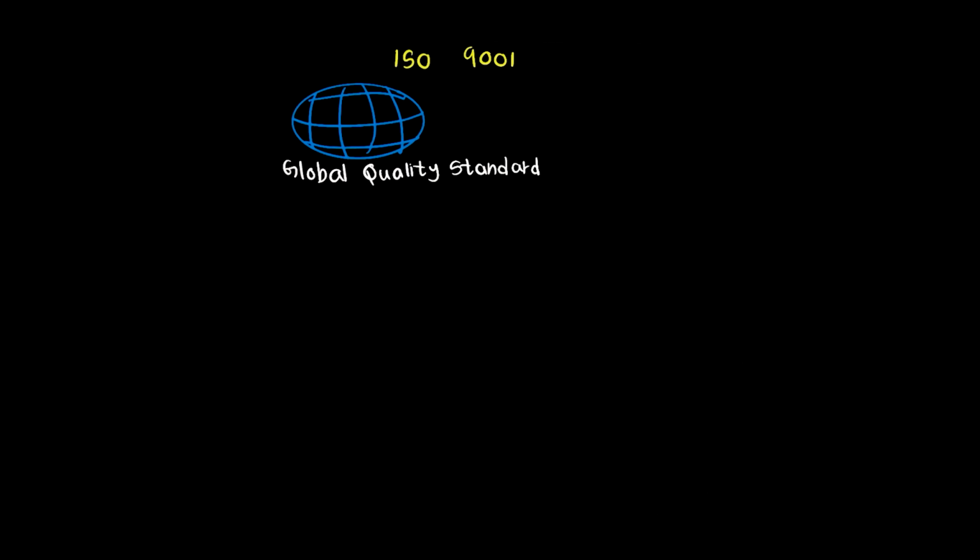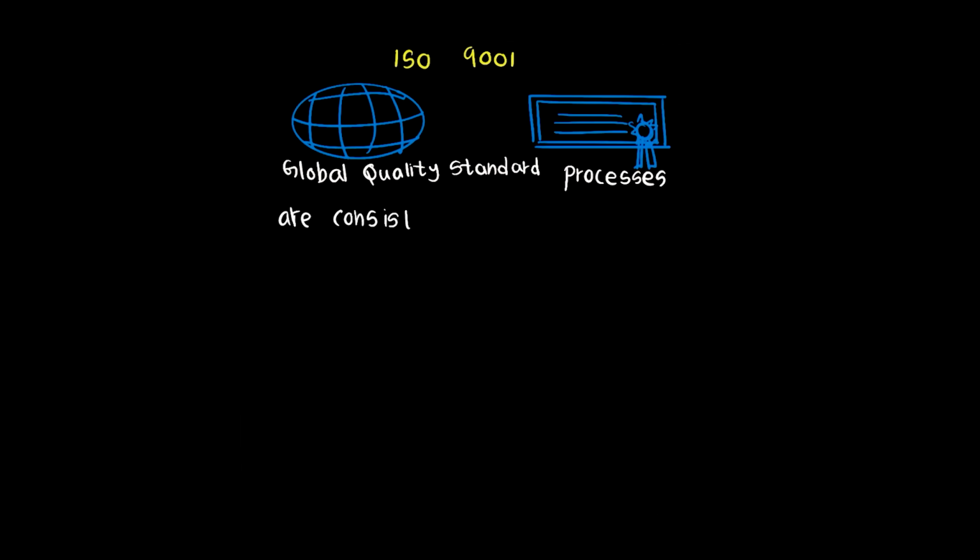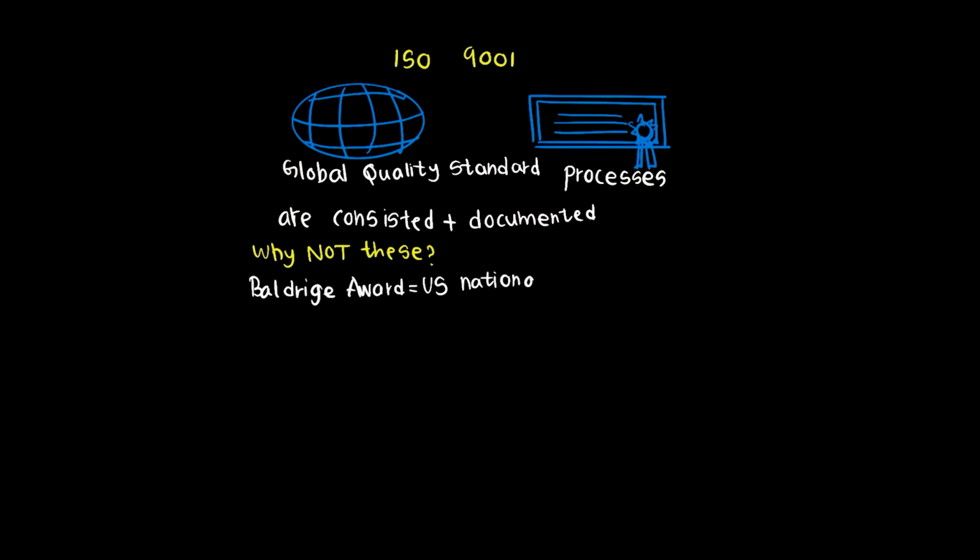ISO 9001 is the globally recognized standard for quality management systems. It does not tell you how to build furniture. It tells buyers that your processes for designing, producing, and delivering products are consistent and documented. It is accepted worldwide. Now, the Baldrige Award is prestigious, but it is a United States national award for organizational excellence. A European buyer is not going to accept that as proof of a quality management system.